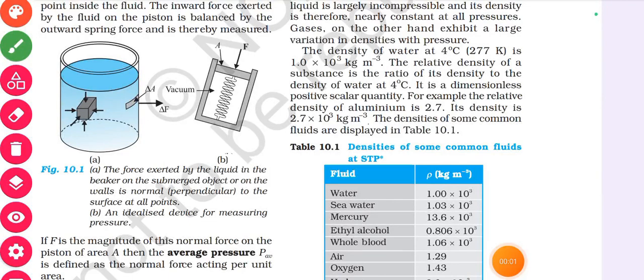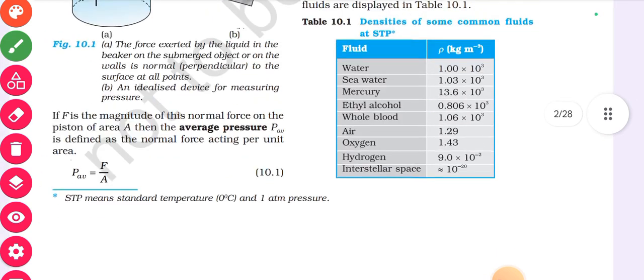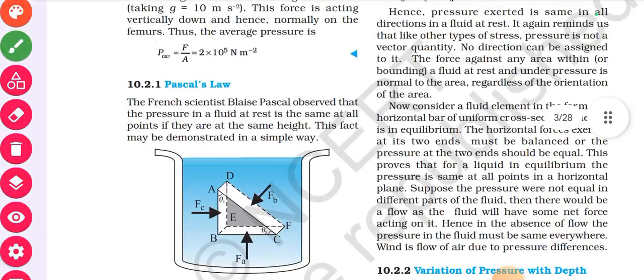So water, instead of contracting, expands below 4 degrees Celsius. This is called anomalous expansion of water. So density is maximum at 4 degrees Celsius. Okay, let's move to Pascal's law.